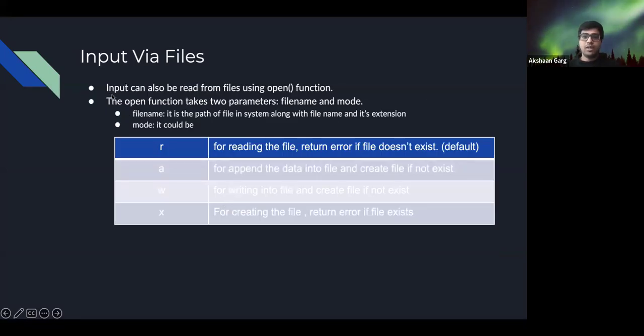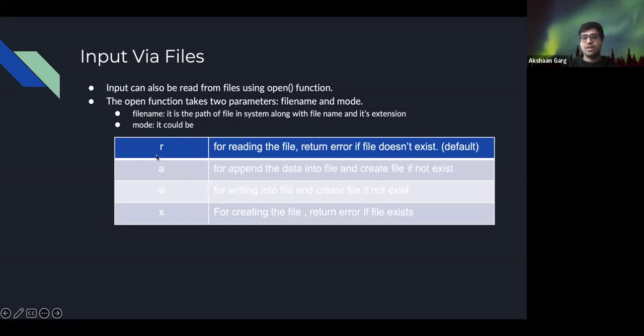Input can also be read from files using the open function. The open function takes two parameters, file name and mode. File name is the path of the file in the system along with the file name and its extension. And the mode can be any of these four.